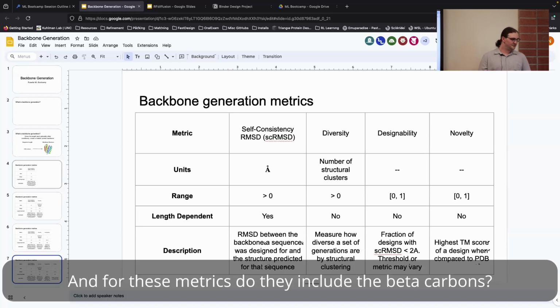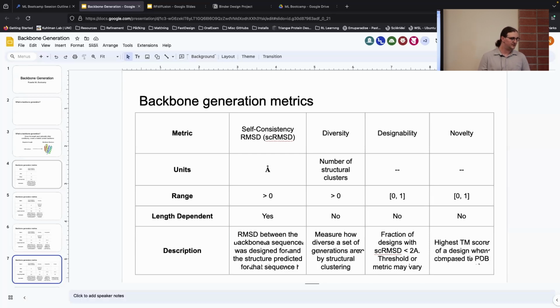And for these metrics, do they include the beta carbons? No, it's strictly N, C alpha, C, and O.